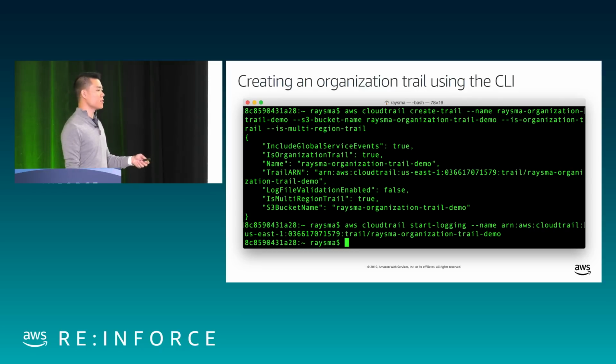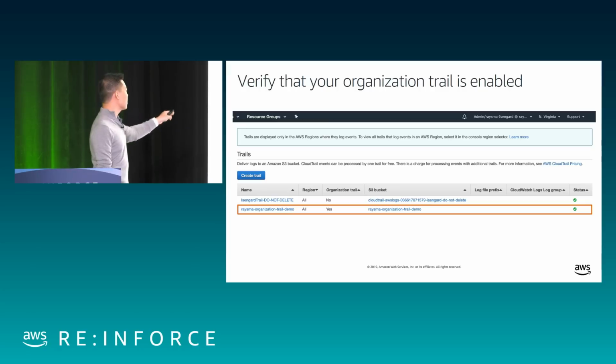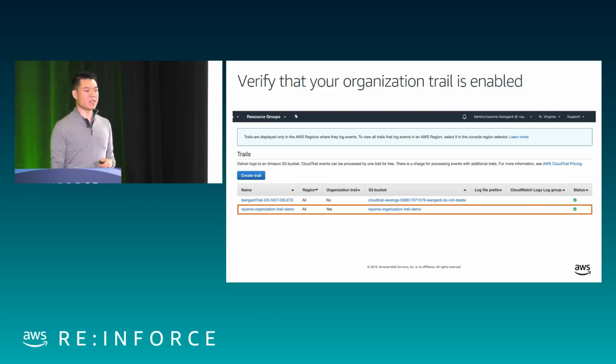So I can go ahead and validate that that has been turned on in my organization by navigating over to the console, but you can also call the CLI command. But here in the console, you can see that I've got my trail name, Ray SMA Organization Trail Demo. It's turned on in all regions. It's an organization trail. I can see the S3 bucket that it's writing to, and its status is good to go, which means I've successfully set up the organization trail.